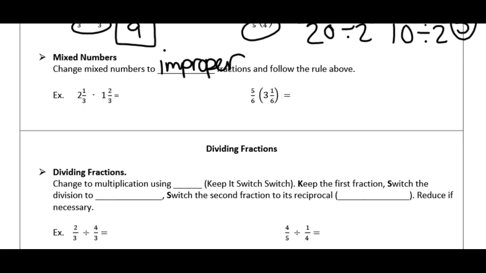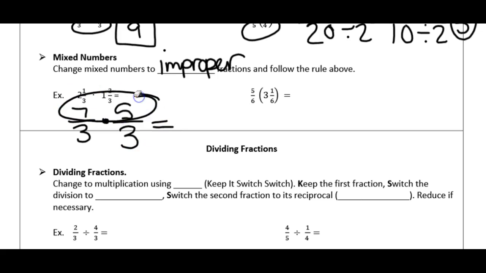So looking at this first example, changing 2 1/3 to an improper fraction, which we did last class. Remember, it's 2 times 3 plus the 1. So 2 times 3 is 6 plus 1 is 7. So this will be 7/3 times, well, 1 2/3. To change that to improper, we take 1 times 3 plus 2. So 1 times 3 is 3, plus 2 is 5, so 5/3. Then we multiply straight across. 7 times 5 is 35. And then 3 times 3 is 9.